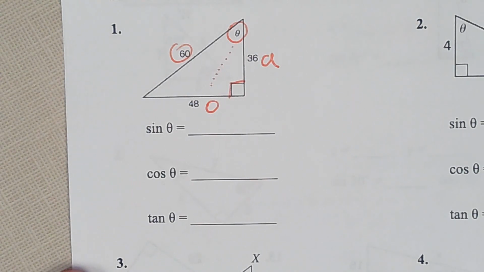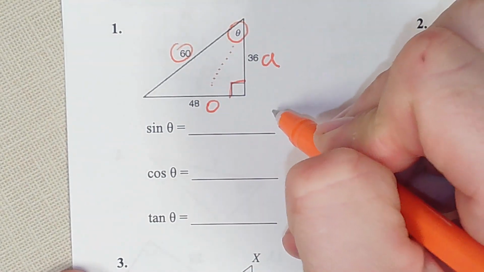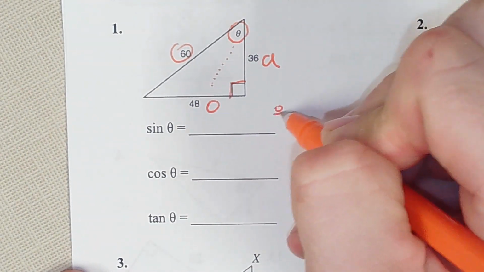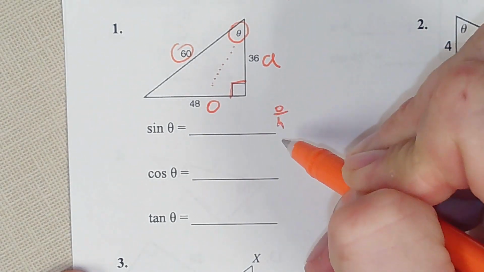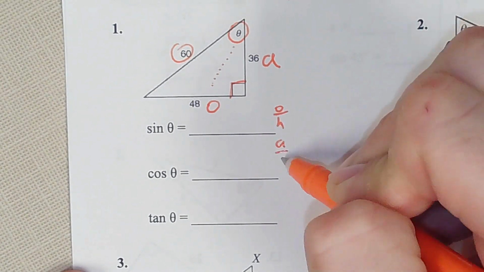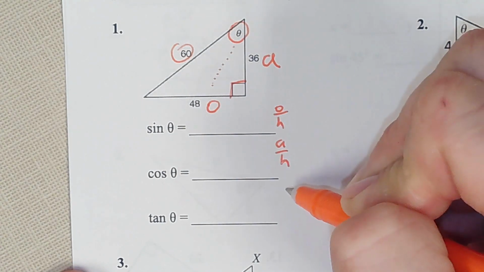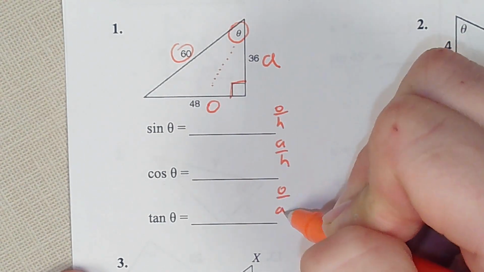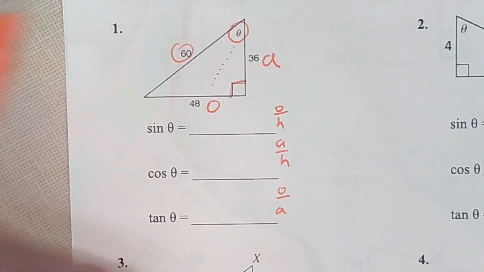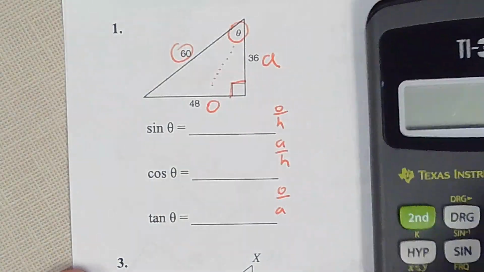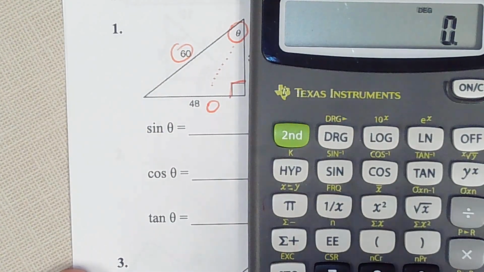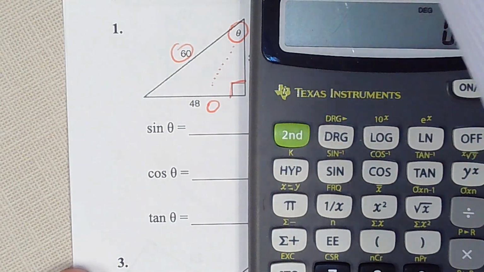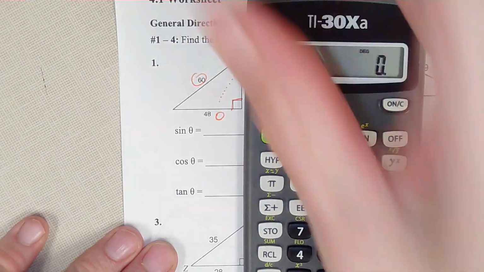So you remember that the sine of theta is opposite over hypotenuse. Cosine of theta is adjacent over hypotenuse. And tangent of theta is opposite over adjacent. Okay, so you can do something like this here. Maybe I'll zoom out a little so you can see all the calculator.